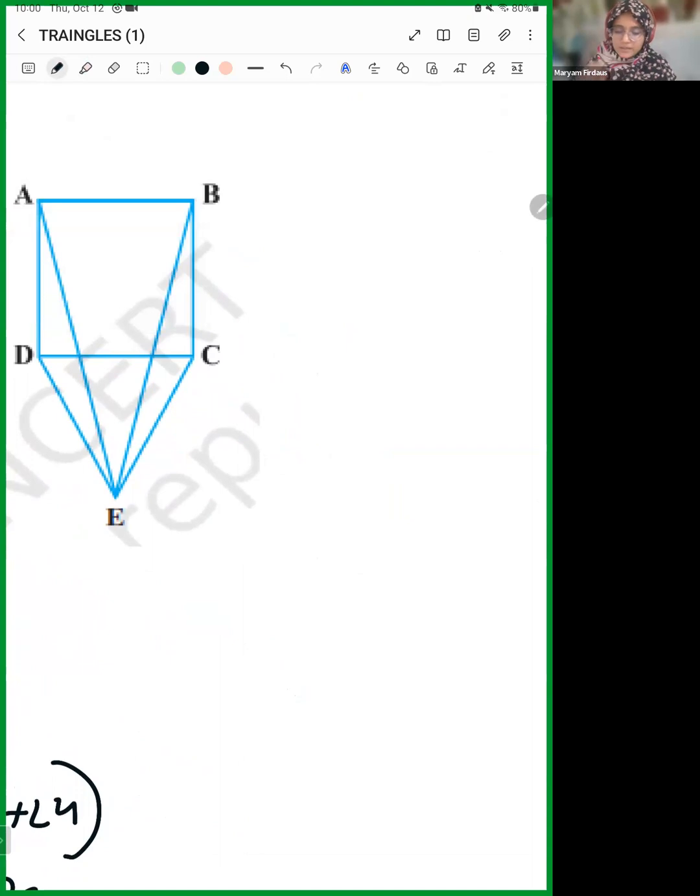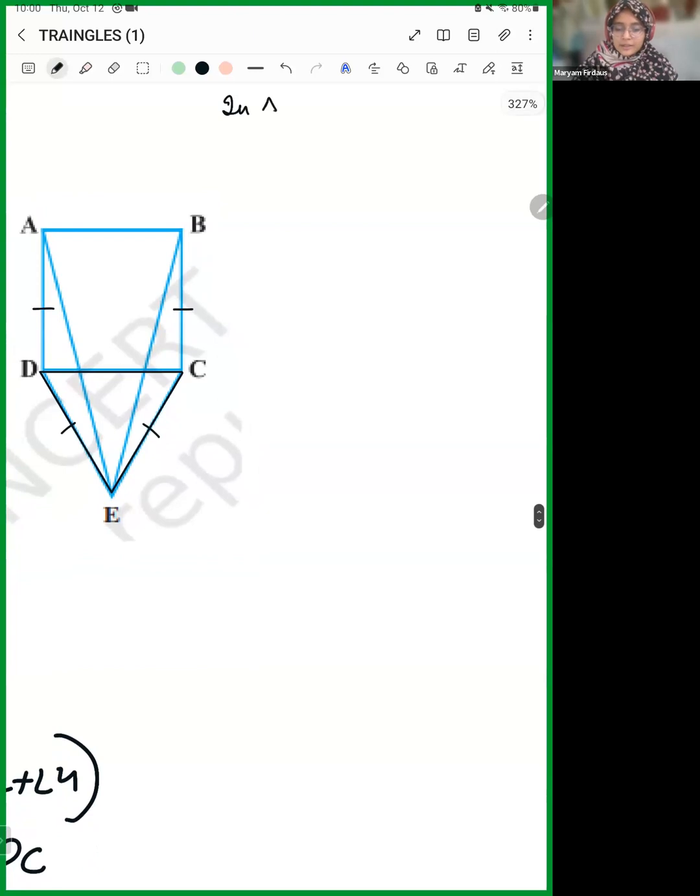So this is a square, right? So this side will be equal to this side. This side will be equal to this side. Why? Because this is an equilateral triangle. This triangle is equilateral. Okay, so this side will be equal to this side. Let me write it over here.